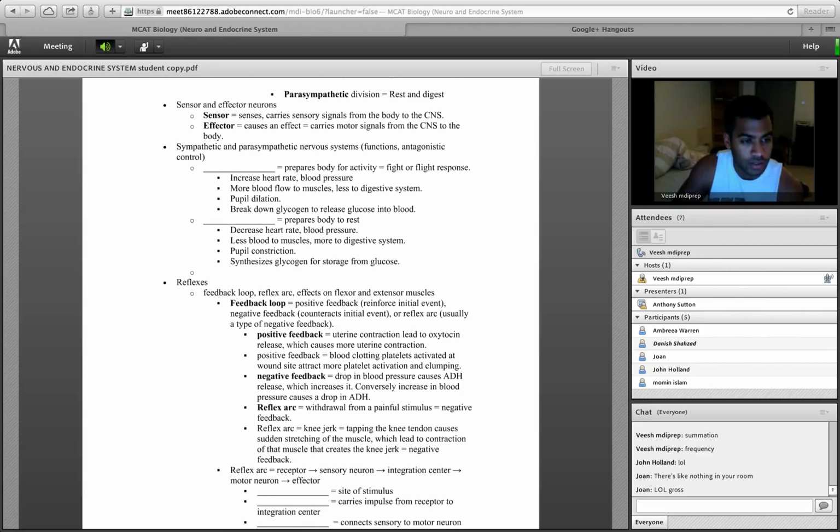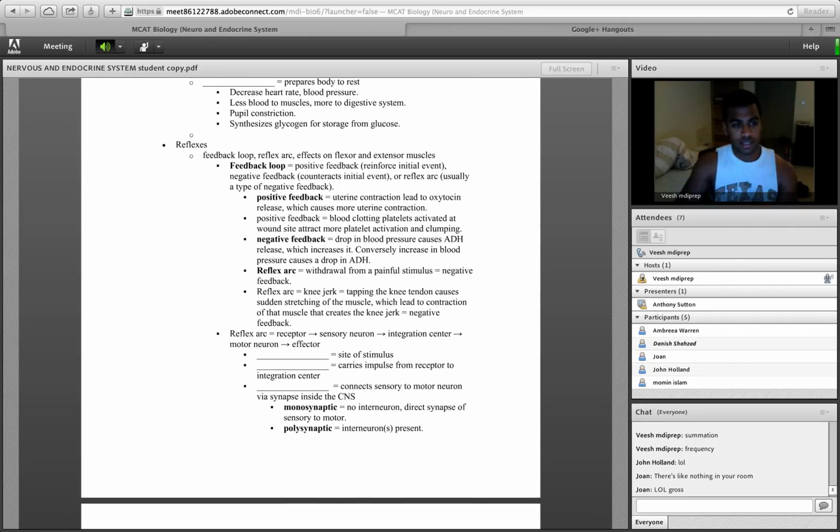Okay, where were we? Reflex loops. So when we talked about enzymes, we kind of talked about feedback loops in a more simple sense. So a feedback loop, that's when you have either positive feedback or negative feedback. Or you can also have a reflex arc. So positive feedback, that's when something causes something else to happen, and the result causes more of it to happen. So an example would be with uterine contraction.